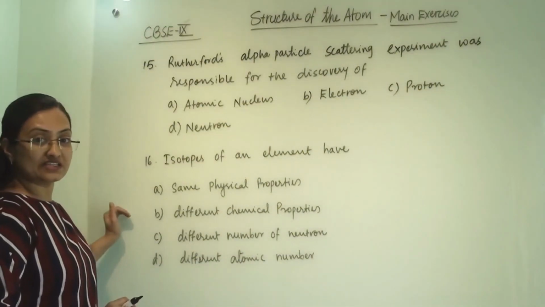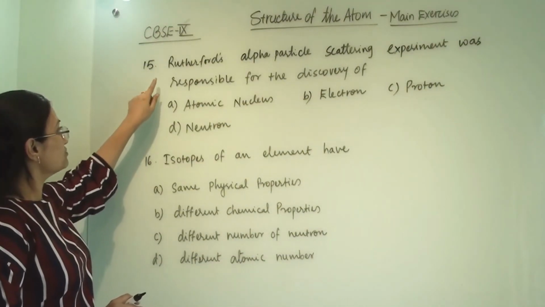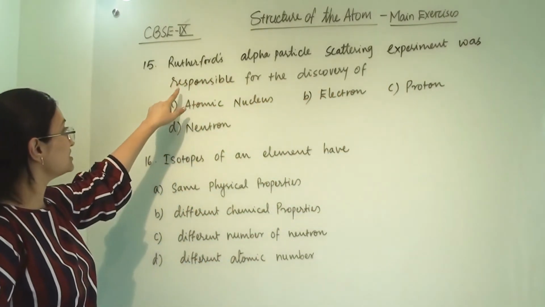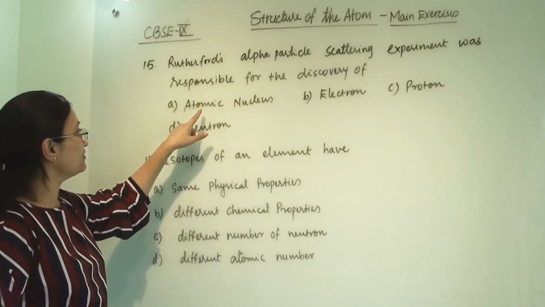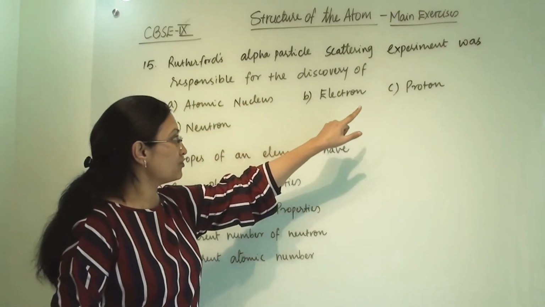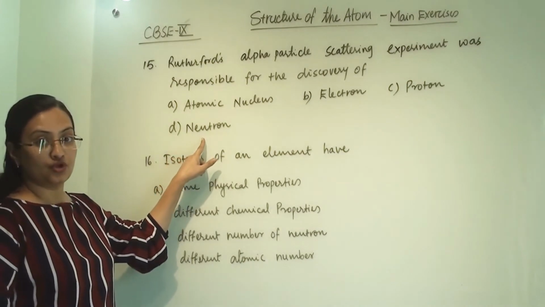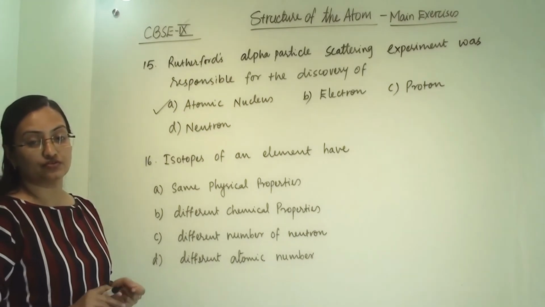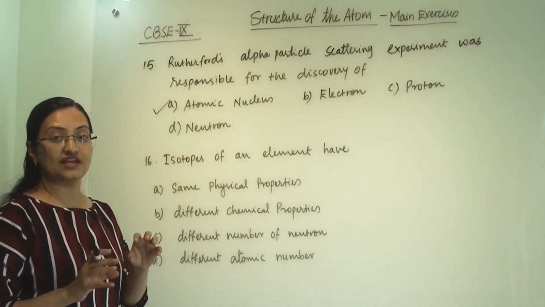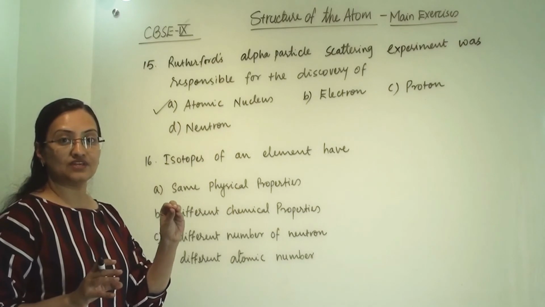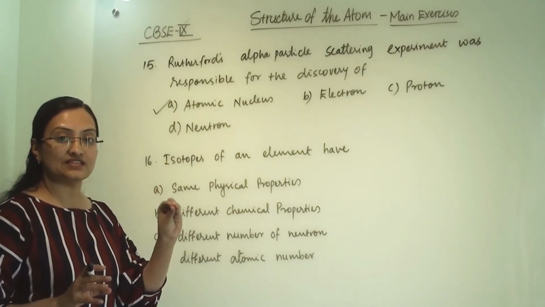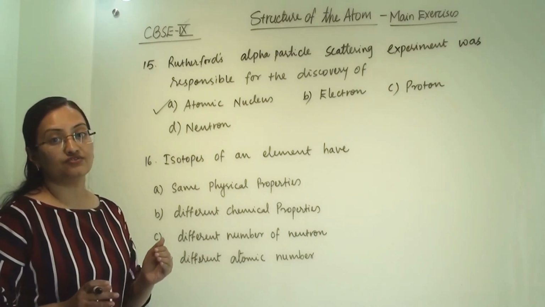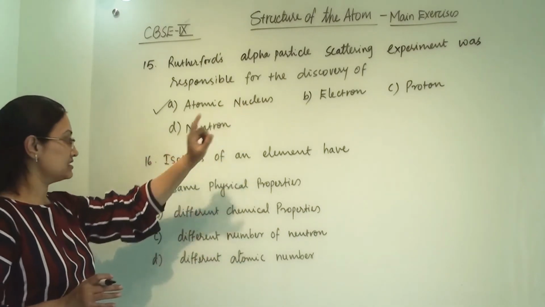Questions 15 and 16 are multiple choice questions. The question is: Rutherford's alpha particle scattering experiment was responsible for the discovery of atomic nucleus, electron, proton, or neutron. So it was responsible for the discovery of the atomic nucleus. Rutherford was the first person who said that the mass of an atom is concentrated in the center of the atom, and he gave the name to the center of the atom, and that is the nucleus.